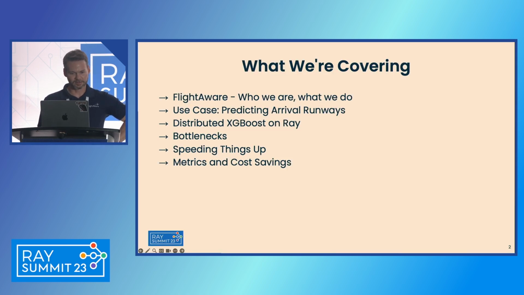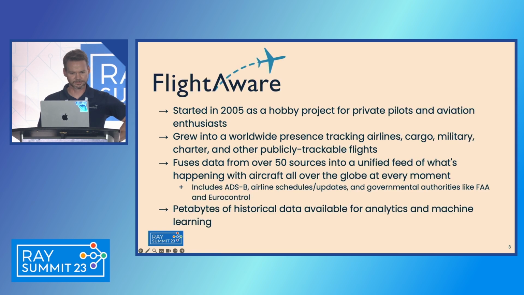So what we'll talk about is FlightAware, who we are, what we do, the use case in this project, which was predicting which runway an airplane is going to arrive on, how distributed XGBoost works on Ray, what bottlenecks you start to run into, and then how to overcome some of them or at least speed them up. Then in the end, I'll talk about some of the actual metrics and costs of stuff.